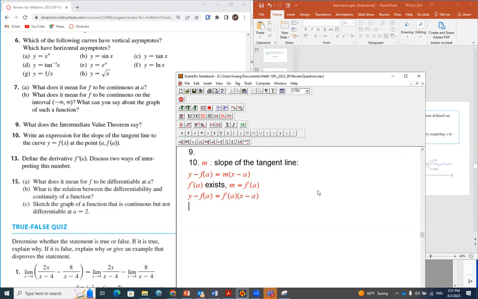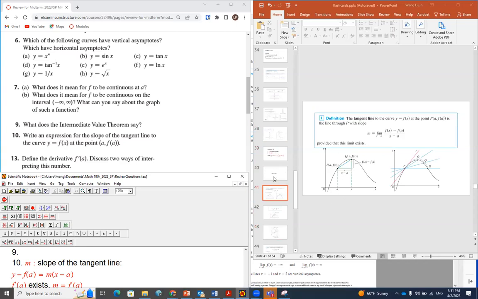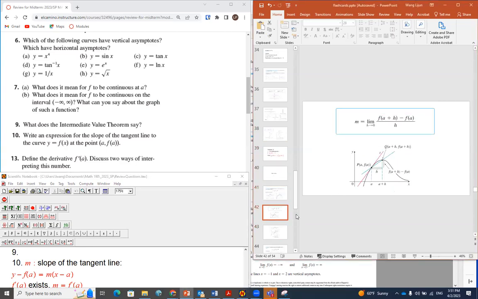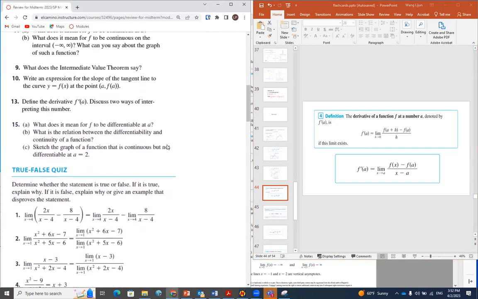Define the derivative. So number 13. The definition of the derivative, there are two versions. The version we're going to use is this one and the next one. These are the two different versions. And what does it mean for f to be differentiable at a? Well, by definition, either one means the limit exists.